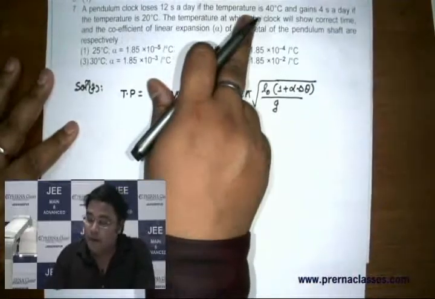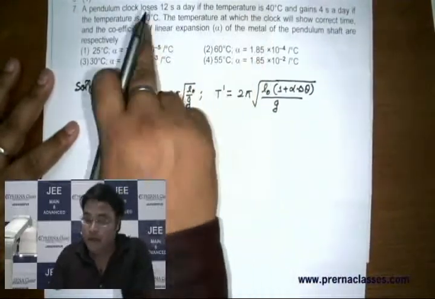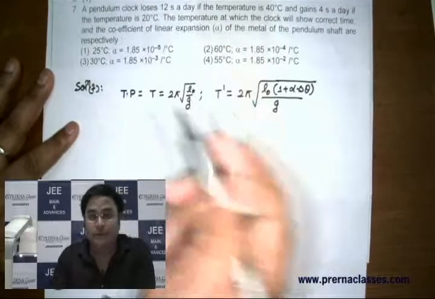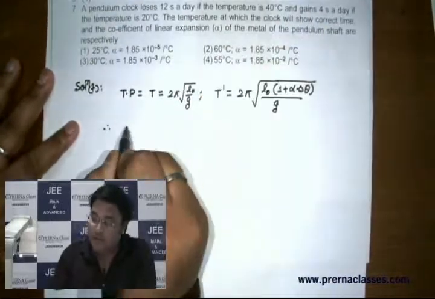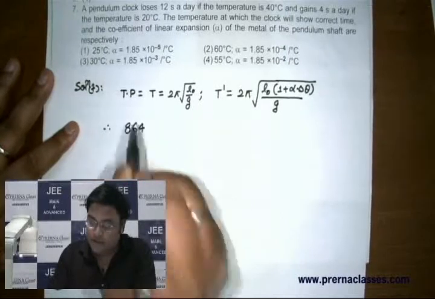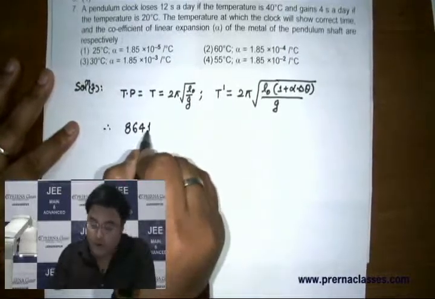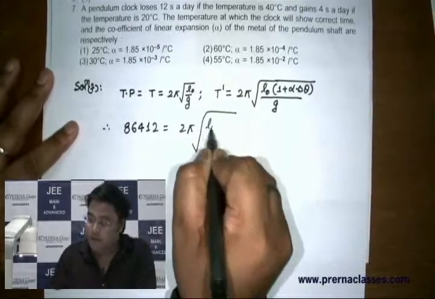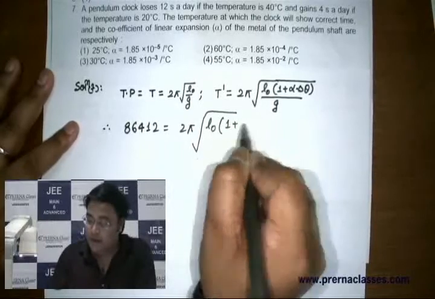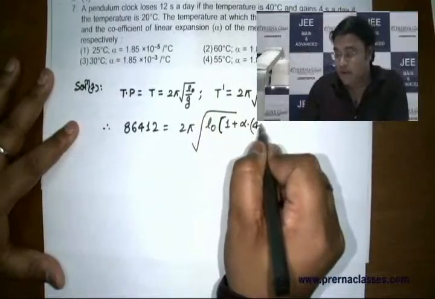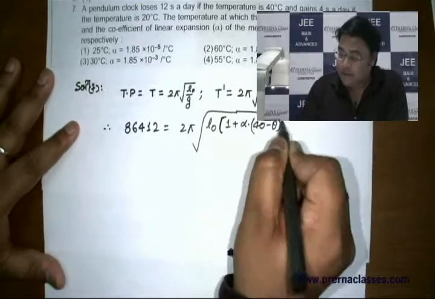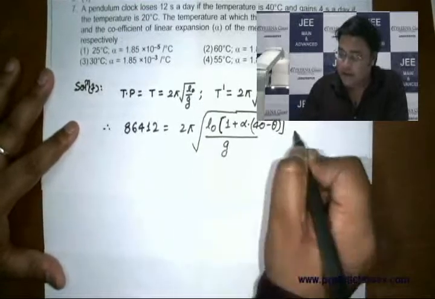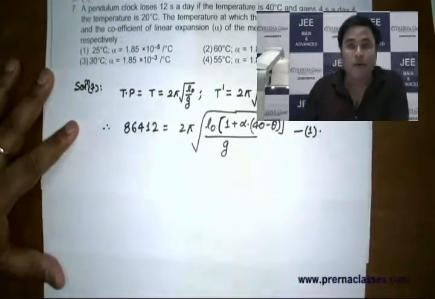Here it is given that at temperature 40 degrees, the pendulum clock loses 12 seconds. So you may write for a day: 86,388 equals 2 pi under root of L naught into 1 plus alpha into (theta minus 40... here, if we take actual time at theta, so 40 minus theta) divided by g. Let us say it is equation 1.